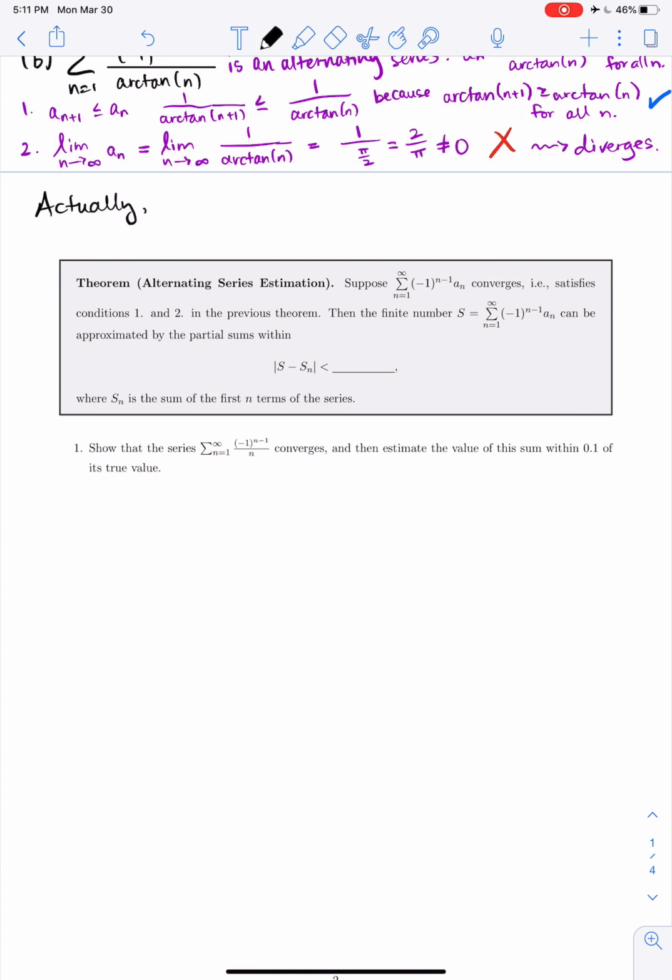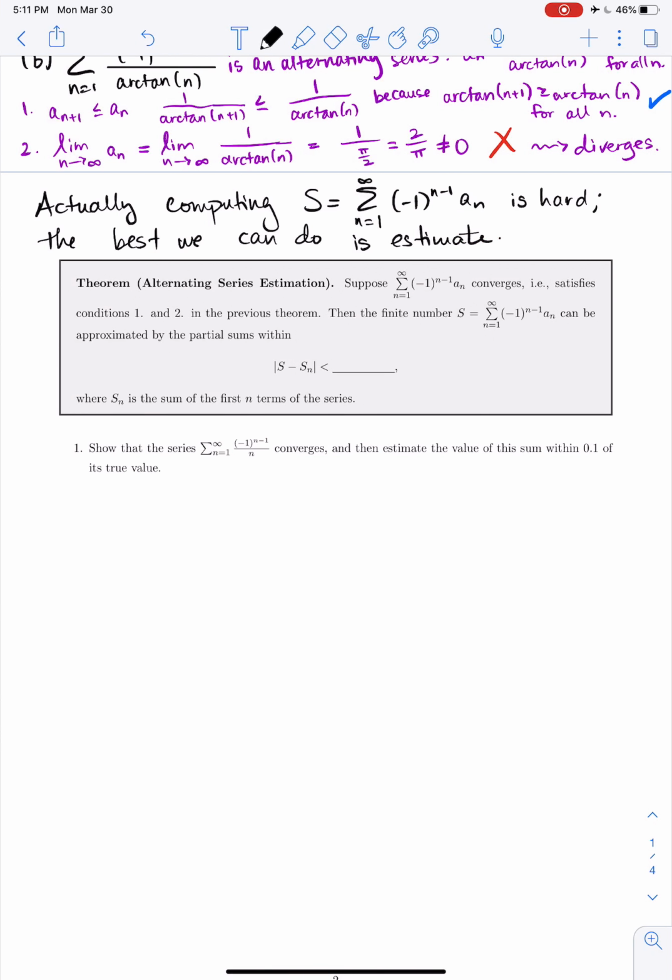So actually computing the value S of an alternating series is very hard. The best we're going to do is estimate. And this might feel similar to some of the estimations that you did in, what was that section? Like section 7.8, where we talked about the error bounds in the midpoint, trapezoid, and Simpson's rules for approximating an integral or approximating an area.